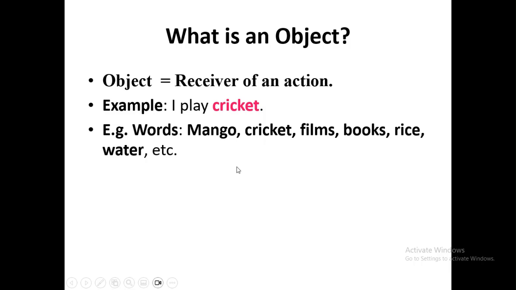So these are the basic parts. Subject, verb, and object are the basic parts of a sentence.